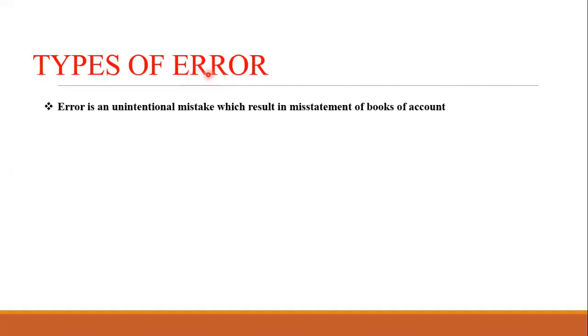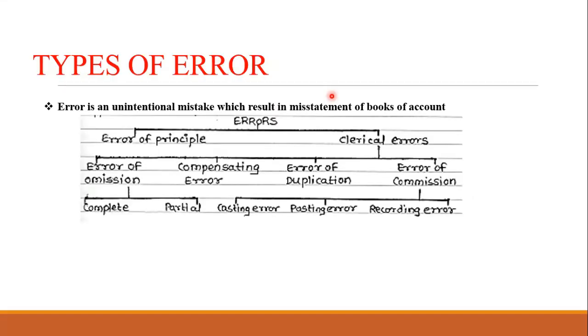Now there are various types of errors which we have to go through. The chart for the various types of errors has been shown. Basically there are two types of errors. One is errors of principle and the other one is the clerical error. Under clerical error, we have further subdivision of errors. We have error of omission, compensating error, error of duplication, and error of commission.